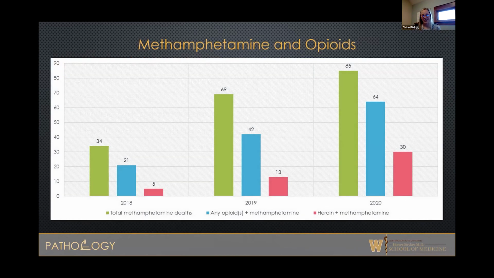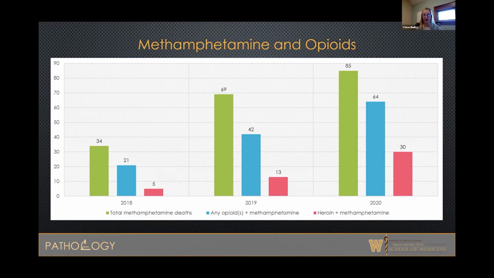And then again, I like to show different types of ways to show the data. So we can see that in green, those are the total methamphetamine deaths, regardless of any other substance found in the decedent's toxicology. So that number has more than doubled from 2018 to 2020. And then we can see the proportion of people that have any type of opioid in blue, and methamphetamine has remained about the same. So about 60% of people have had methamphetamine and an opioid found in their system contributing to death.